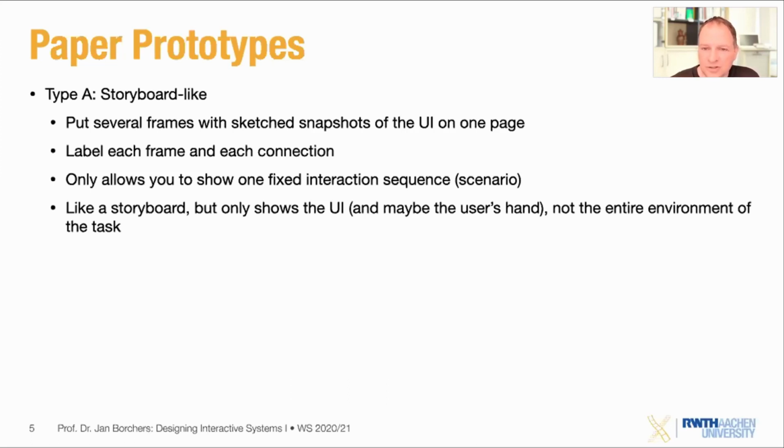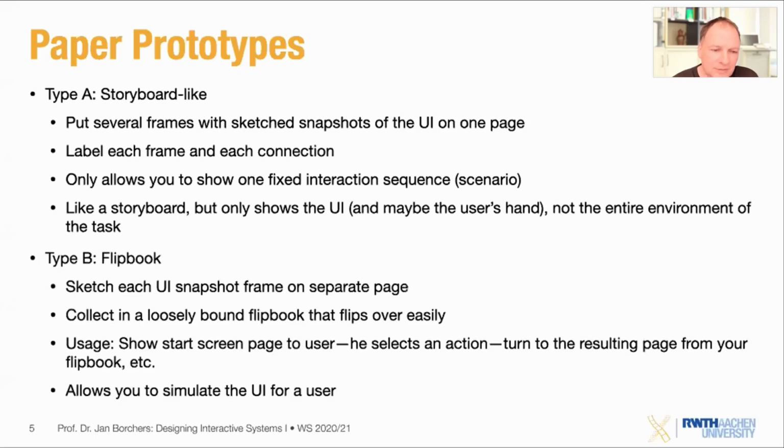And as I said, it zooms in on the UI, it shows only the UI. So each of them could be like a screenshot of the actual interface, right? That's the idea. Maybe sometimes you show the user's hand, like the finger reaching in, indicating that now the user will tap on this button and that takes us to the next screen, right? That's often the case in such a paper prototype, to relate why the prototype moves from one screen to the next. But that's pretty much it. The other way to do it is, of course, to use a flipbook. A flipbook means you sketch each UI snapshot on a separate page, and then you've got a collection of pages.